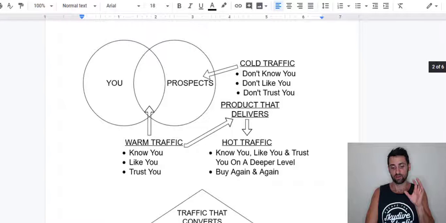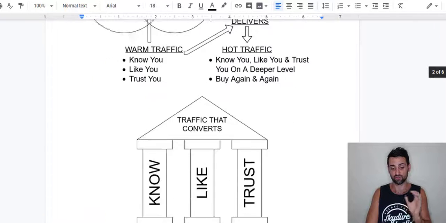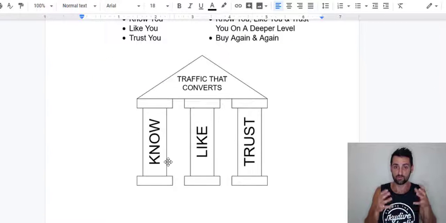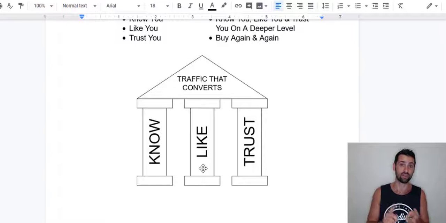So essentially, I've just shown you the 3 pillars of traffic that converts. Traffic that converts is traffic that has gotten to know, like, and trust you. In this video, I'm going to be showing you exactly how to do that, how to get people to know, like, and trust you through your content, how to get them to open up to you, to go through those three steps from being cold traffic to warm traffic to hot traffic that will buy from you again and again.